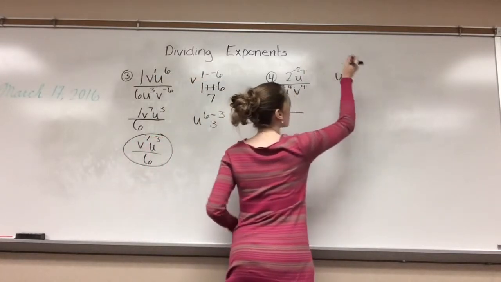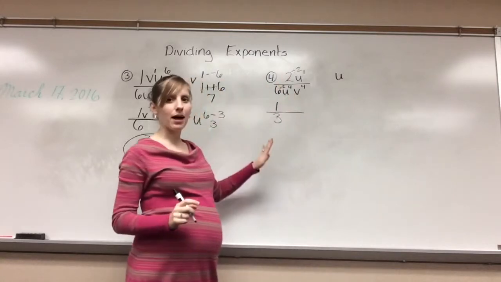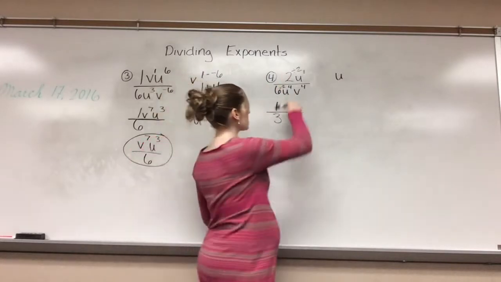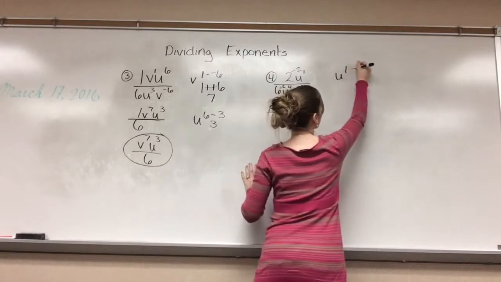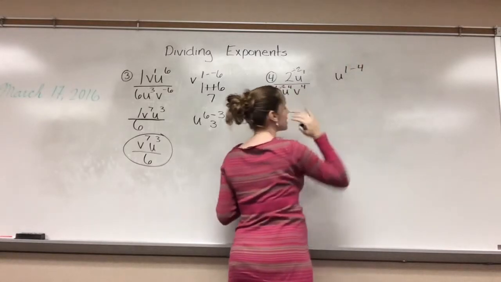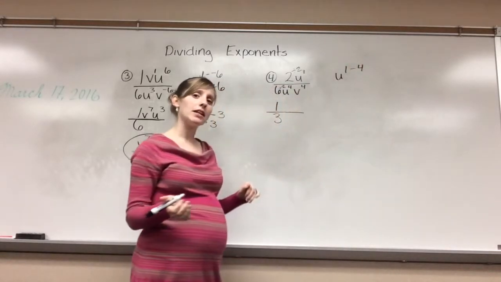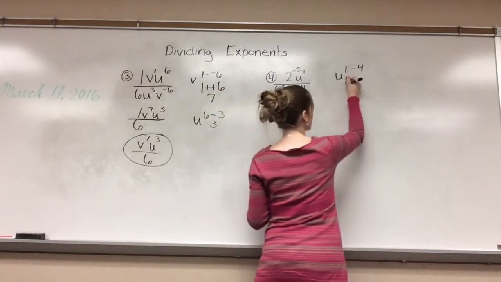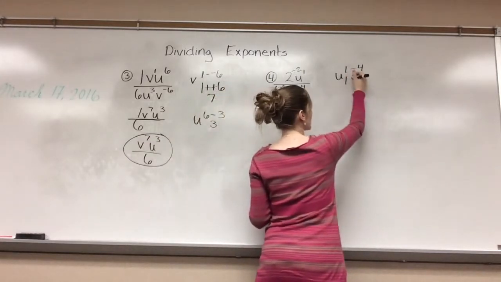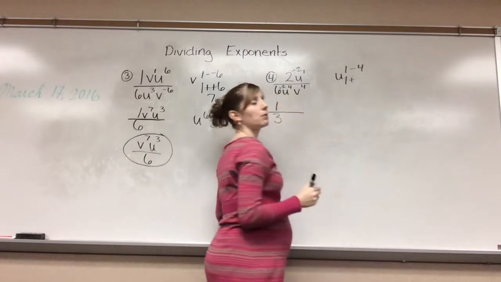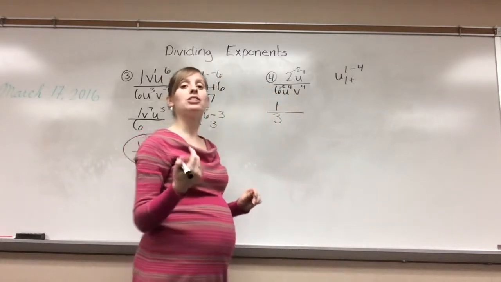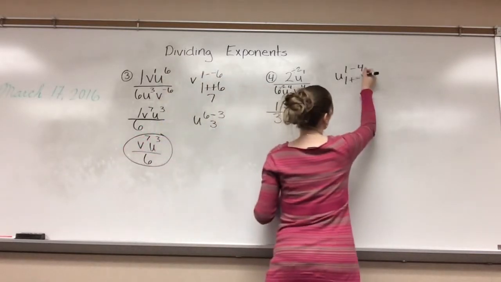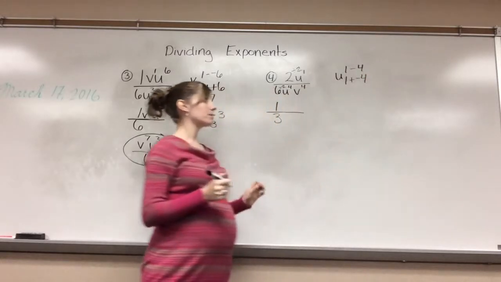So for my U's, we're always going to do top minus the bottom. So I'm going to do 1 minus 4. I'm going to change this to adding the opposite. Remember, your first number always stays the same. The subtraction sign becomes addition. And we want to do the opposite of +4, which is -4. So I have 1 plus -4.